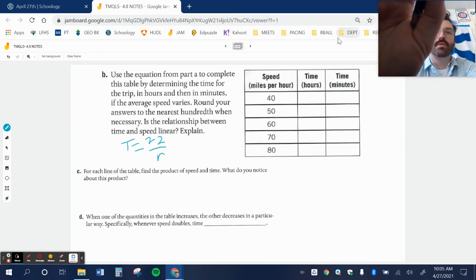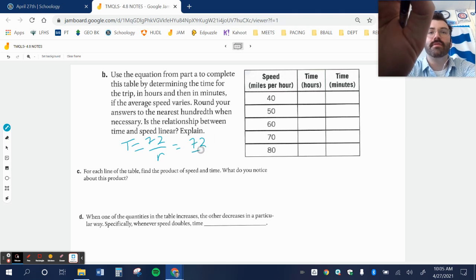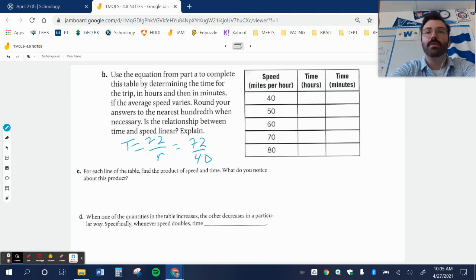All right, so I'll do the first one with you. It'll be 72 divided by 40, and you will put that here. Then to get the time in minutes, I would just multiply this by 60, so times 60 and get 108. All right, so I want you to complete this table. Go ahead and go down and complete the table. Do 72 divided by 50, 72 divided by 60, 70, and so on and so on.